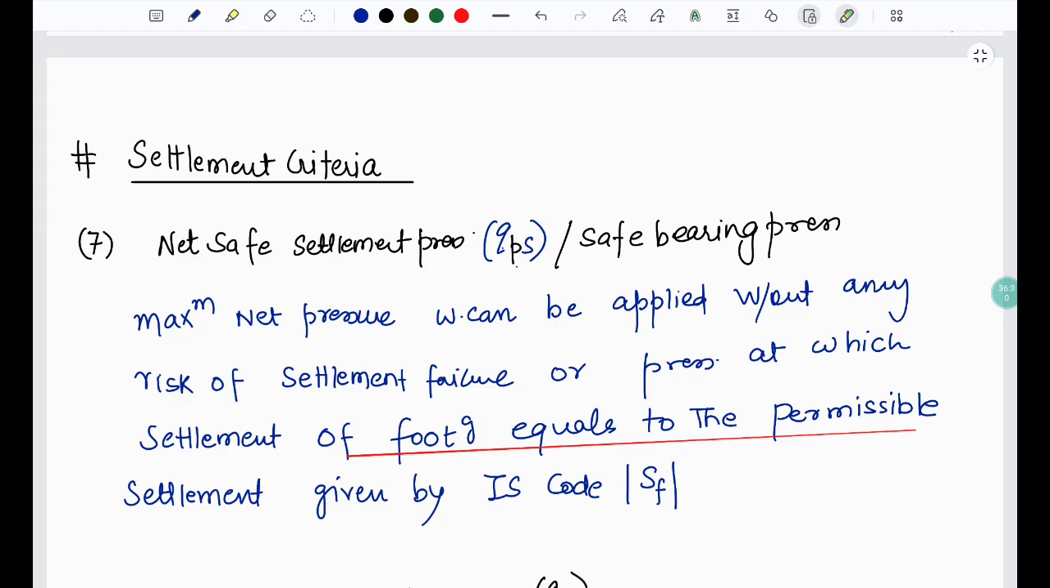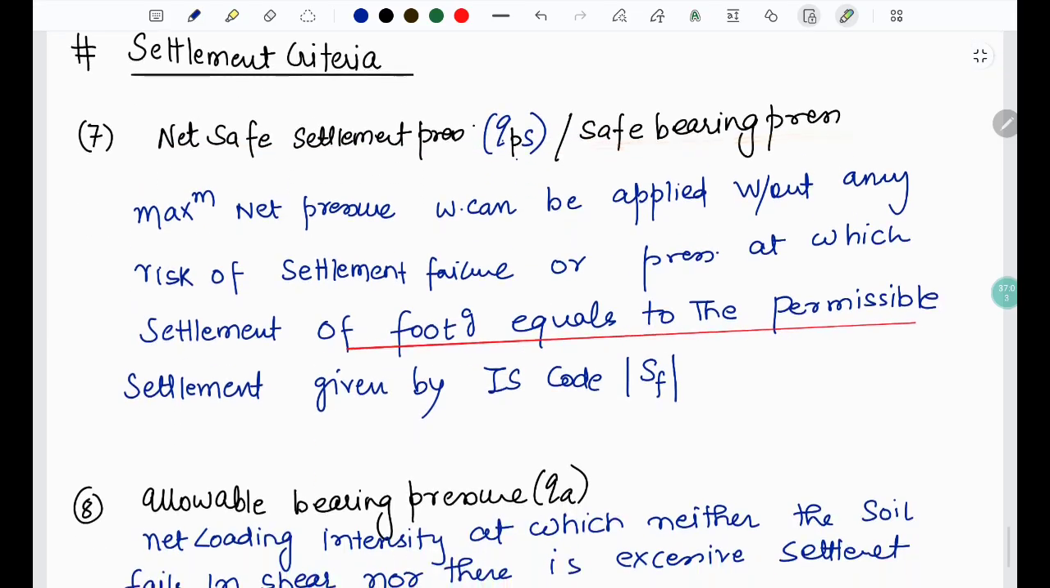In the settlement criteria, we have net safe settlement pressure, shown with q_ps, or the safe bearing pressure. It says that it is the maximum net pressure which can be applied without any risk of settlement failure, or the pressure at which the settlement of the footing is equal to the permissible settlement given by the IS code. So the limit says it is 40 mm for sands, and you have reached where it will just be about 40 mm or on the verge of 40 mm. So that pressure is your net safe settlement pressure or the safe bearing pressure.